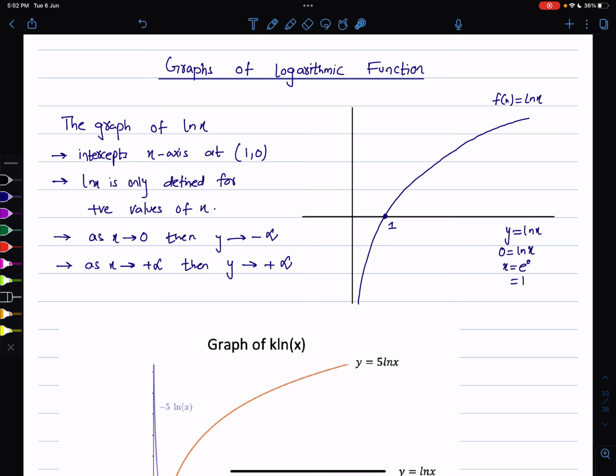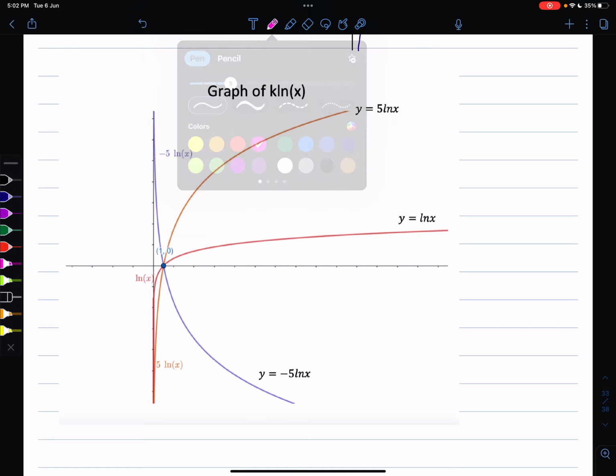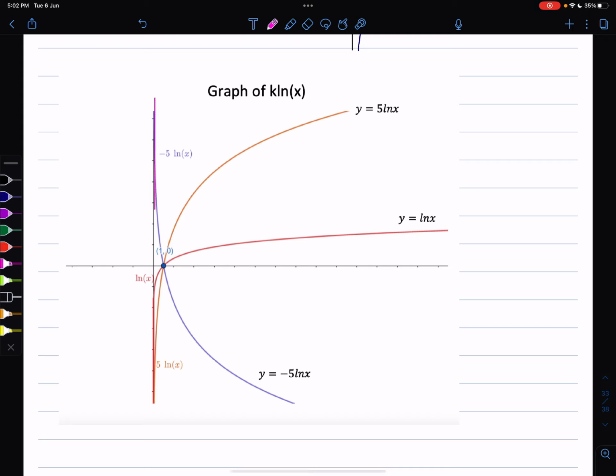Now we are going to be looking at the variations of the log graphs. The first is the graph of the form k times ln x. Consider the simple graph of ln x. We know that the y-axis is going to be serving as the asymptote, which means that the graph of ln x is going to get closer and closer to x equals 0, but it's not going to be 0. So the y-axis line serves as the asymptote, and the x-intercept is going to be 1 comma 0.